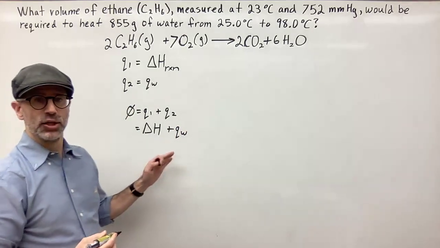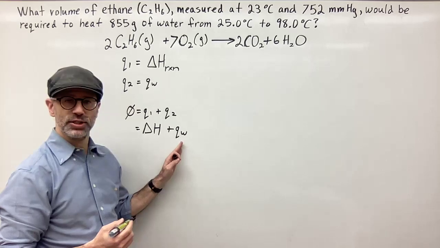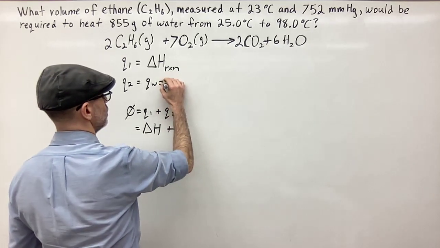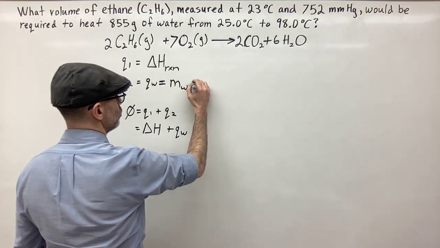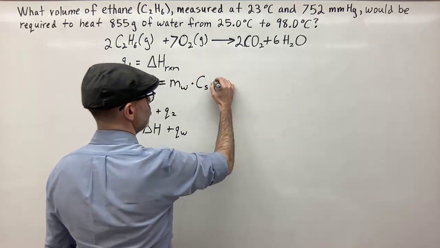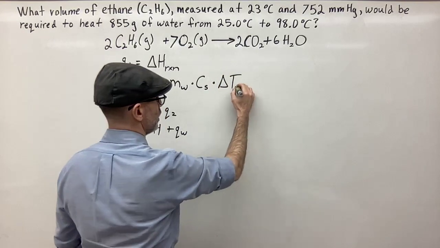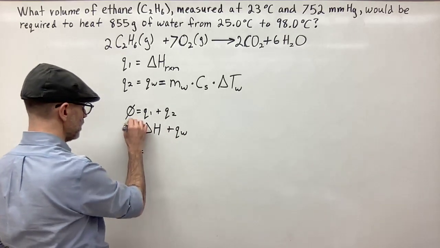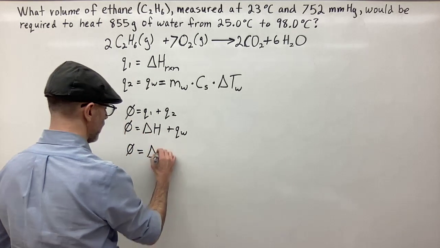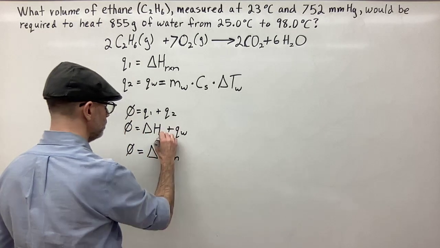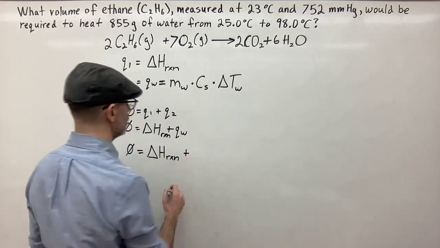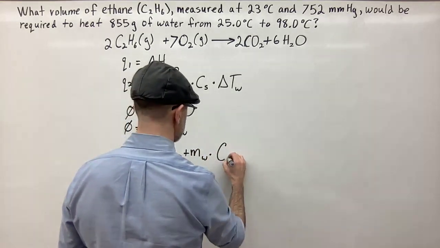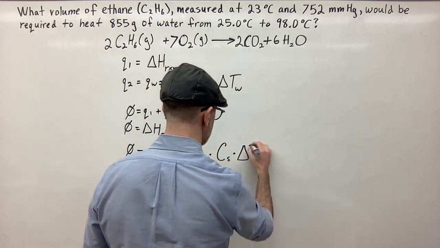But what's QW? What equation can we use to calculate QW? That's going to be our Q equals MCΔT equation. So that's going to be equal to the mass of the water multiplied by the specific heat of the water multiplied by the temperature change of the water. So if we substitute that in, then zero is equal to the enthalpy of the reaction plus QW, which is the mass of the water multiplied by the specific heat of the water multiplied by the change in temperature of the water.